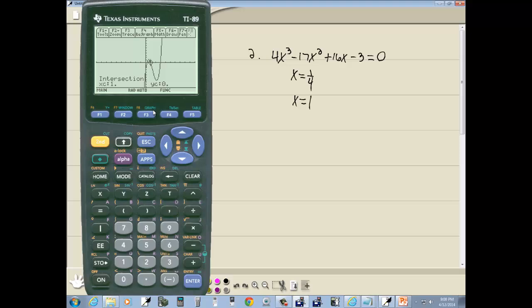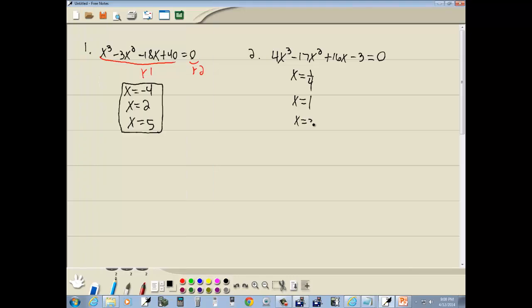Okay, now let's do this one. So I do F5 and choose intersection. Enter our first curve, enter our second curve, lower bound, I want to be to the left of it, let's say right there, press enter. And upper bound, I want to be to the right of it, right there, and press enter. And again, our answer is where it crosses the x-axis. And that gives us 3.